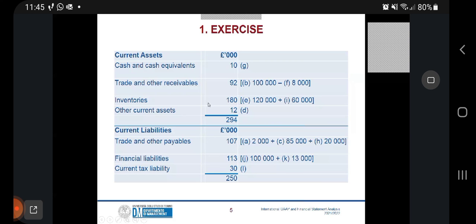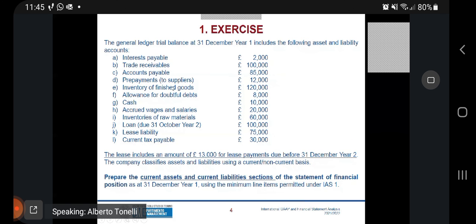Moreover, the warehouse is composed of 120 plus 60, which is equal to 180. While other current assets, 12 for the prepayments to suppliers.